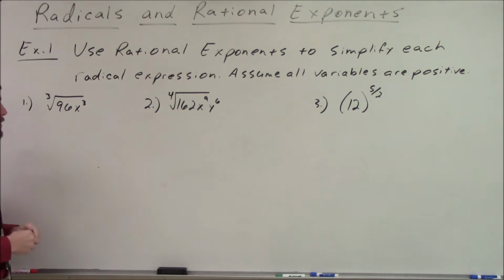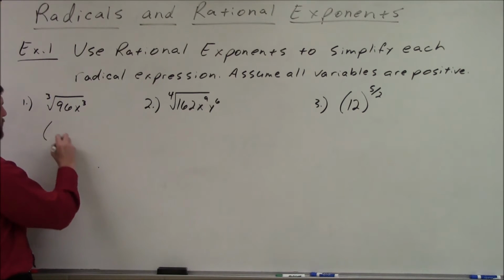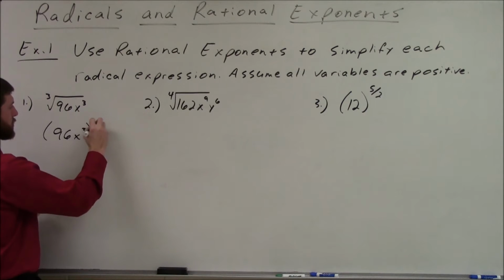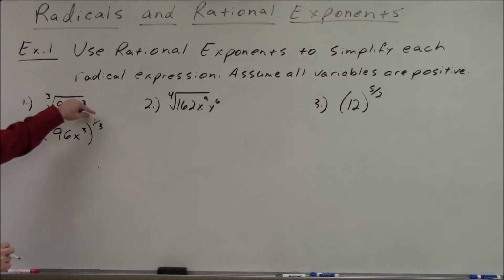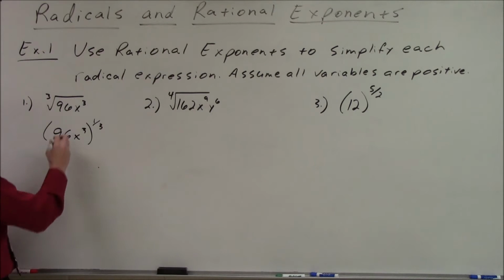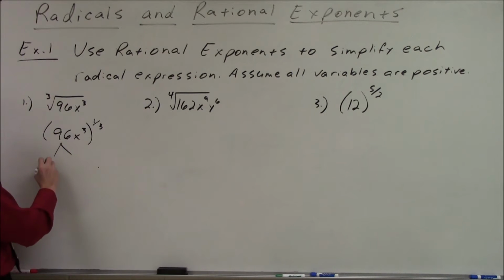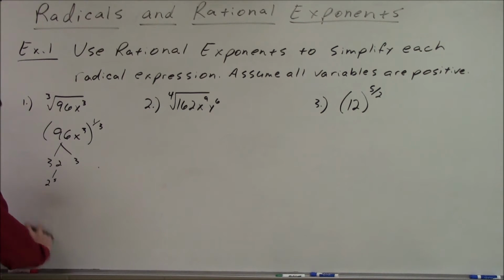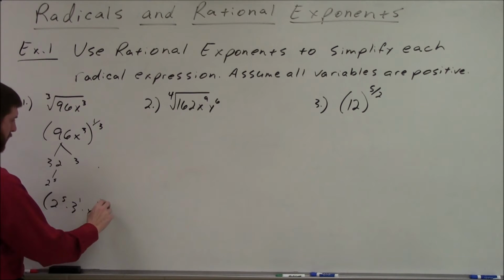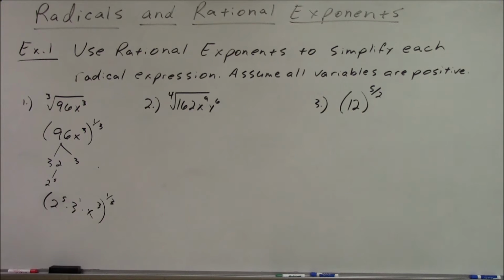Just like the technique we did before, I'm going to start by just converting everything into a rational exponent. So I get 96x cubed to the 1/3 power. Cube root is 1/3 as an exponent. Now I'm going to go through and factor 96 down. So we know that's 32 and 3, and 32 is 2 to the 5th power. We now have 2 to the 5th power times 3 to the 1st power times x to the 3rd power, all to the 1/3 exponent.